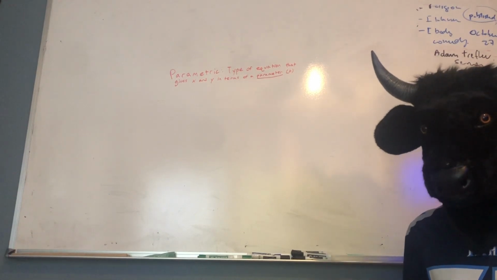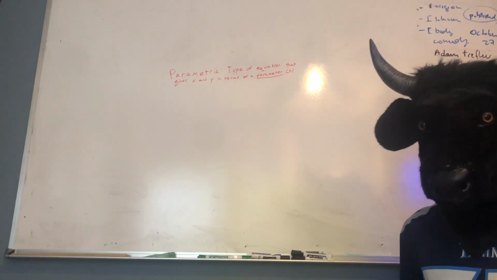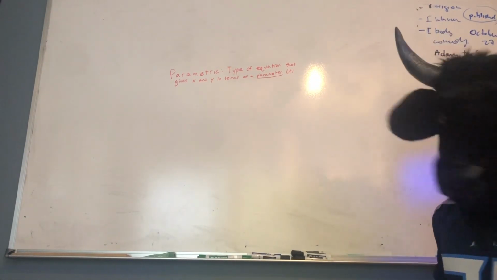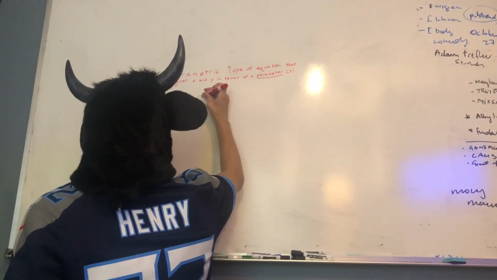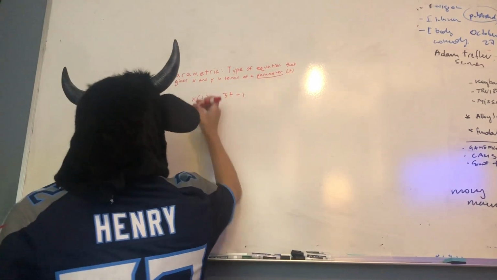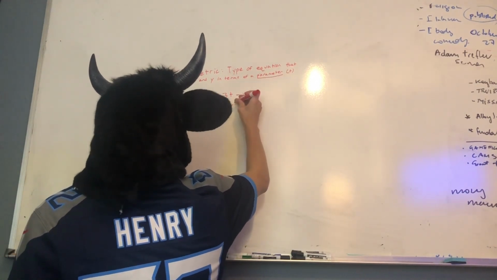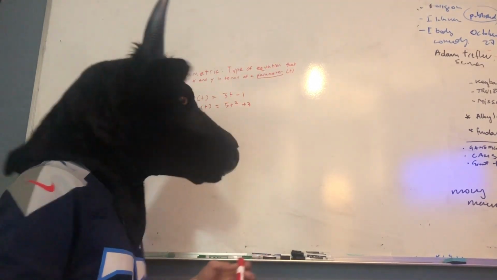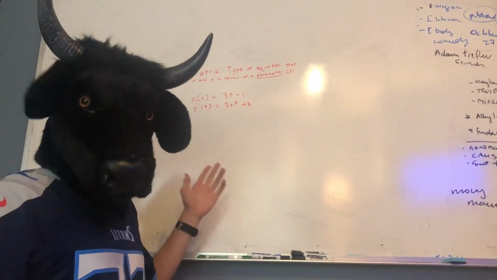So, what is a parametric? A parametric is defined as a type of equation that represents x and y in terms of a parameter, and you'll often see this parameter be represented by t. For example, you'll see x of t equals, say, 3t minus 1, and y of t equals 5t squared plus 3. This is just an example, but as you can see here, rather than y being dependent on x, both are dependent on the parameter t.